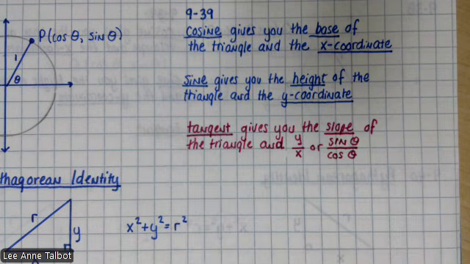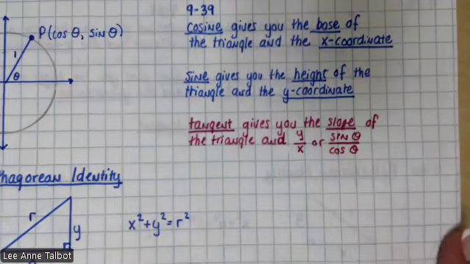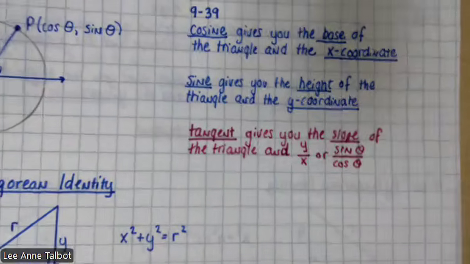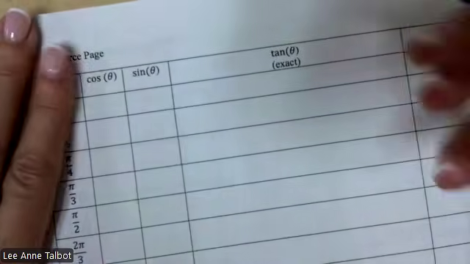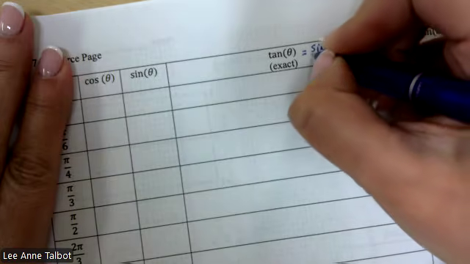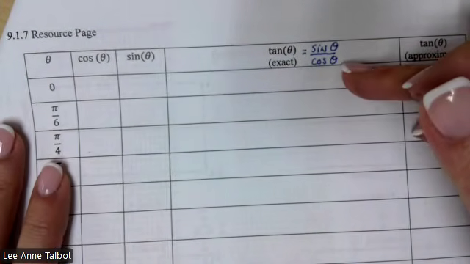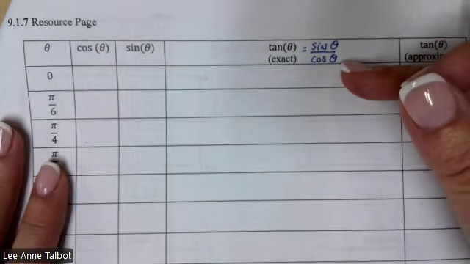Okay, so that's it for the notebook. It's not a big deal. I just want you to have all three there together. Okay, so now we're going to go back to that resource page with what we know. And just remember, I'm just getting this from opposite over adjacent. It's not a big deal.